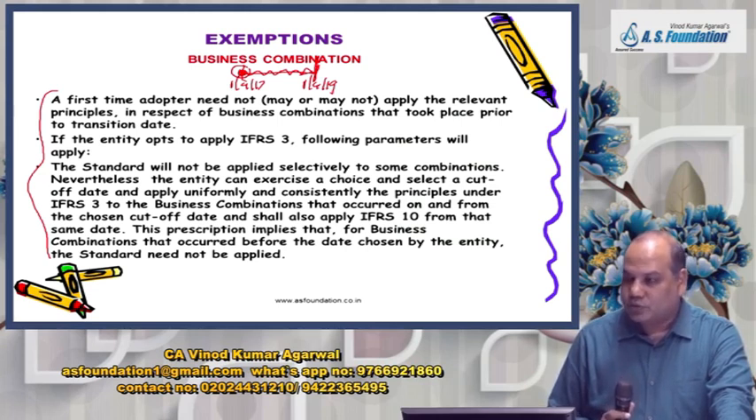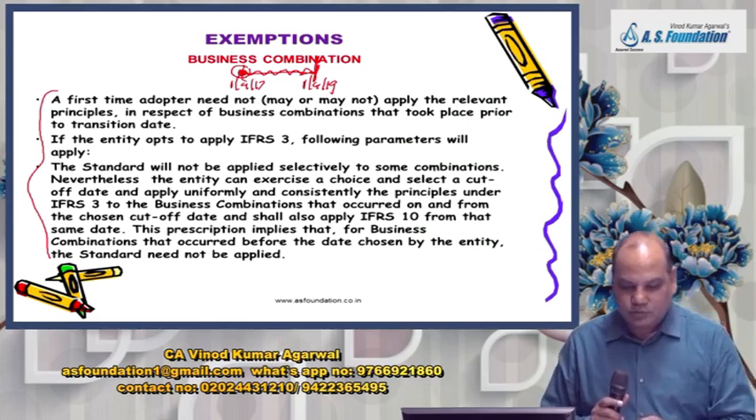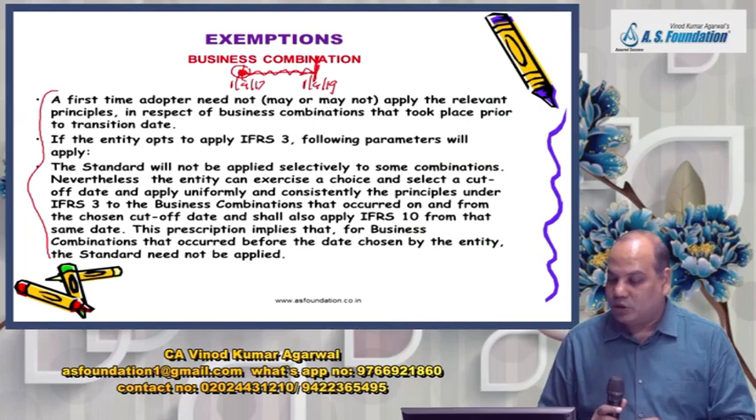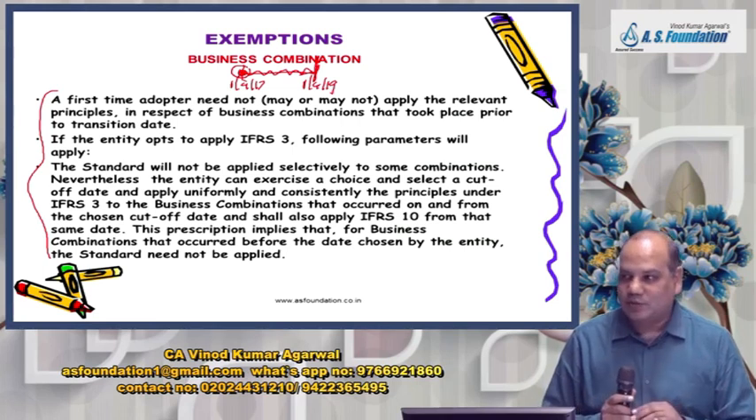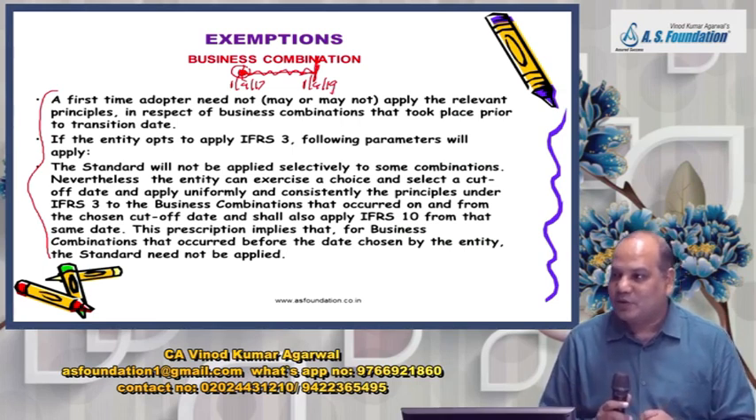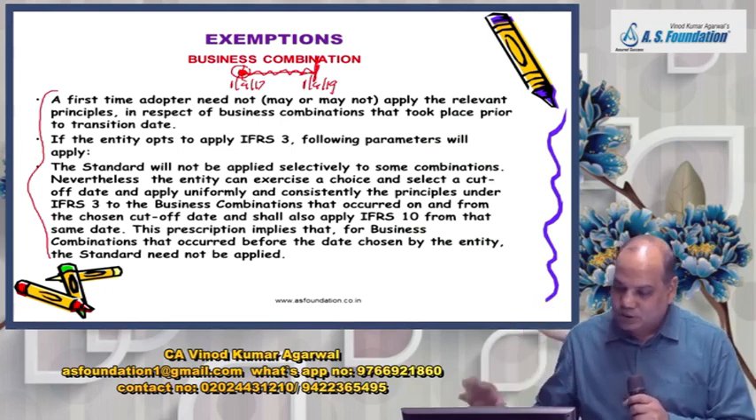If the entity opts to apply IFRS 3, suppose you really want to apply IFRS 3, the following parameters will apply. So what will you do? The standard will not be applied selectively to some combinations. Point number one, you can't do a pick and choose exercise. Those which will benefit you, apply retrospectively; those which may not be beneficial, don't apply. You can't do that. Then all business combinations you have to apply retrospectively.